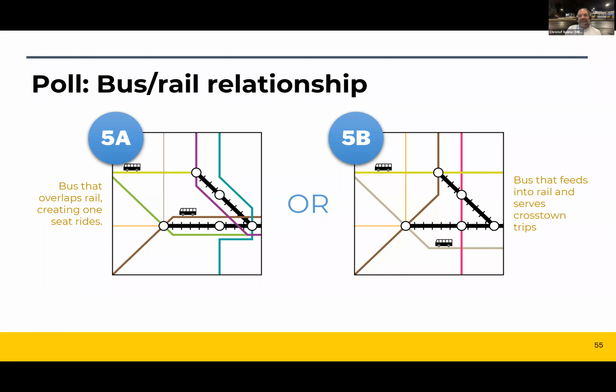85% for bus feeding into rail and serving crosstown trips, which is actually the predominant pattern of the current network. 15% advocating for bus routes that overlap rail to create one-seat rides. And with that, next slide.